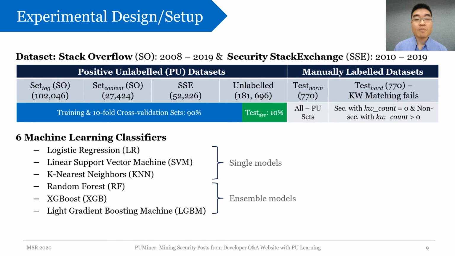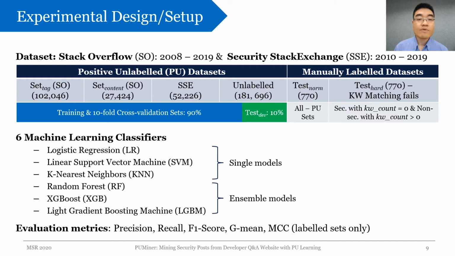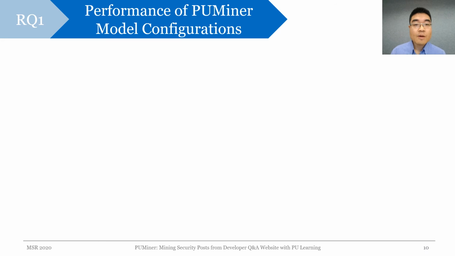We also investigate 6 popular machine learning classifiers for the second stage of our PU model. The first 3 are single models and the other 3 are ensemble ones. We also employ a wide range of evaluation metrics for both PU and labeled datasets, including precision, recall, F1 score, G-mean, and Matthews correlation coefficient, namely MCC. G-mean is used to select the optimal model since it has explicit formulas for both PU and labeled scenarios, whereas MCC only works on fully labeled datasets since it requires the negative class. Now I'll present our main findings.